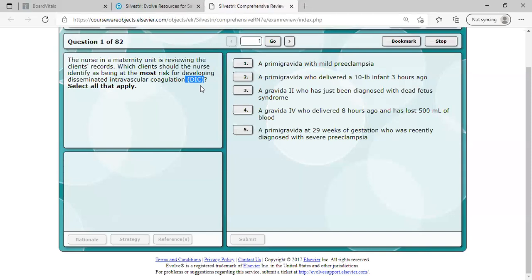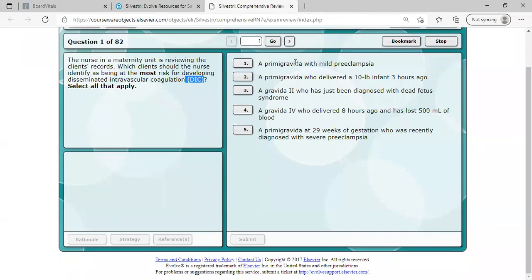So sometimes the patient who has DIC, the common presentations are bleeding from different parts of the body, blood clot formation, decreased blood pressure, or petechiae, bleeding tendency, bleeding spots, right? So select all the most likely risks to develop it. Number 1, A, primigravida with a mild preeclampsia.